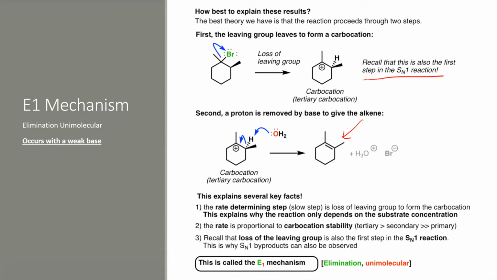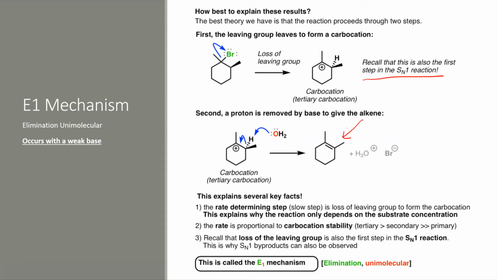This is called an E1 mechanism because just like our SN1 mechanism, it is unimolecular. One molecule at a time for the slow step, right? The slow step just involves the leaving of our leaving group and the formation of the carbocation. The second step is completely removed from our formation of carbocation.